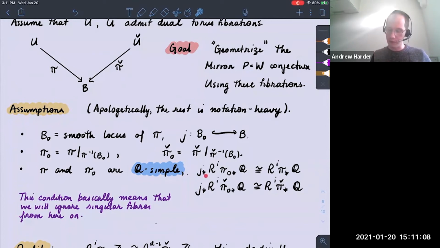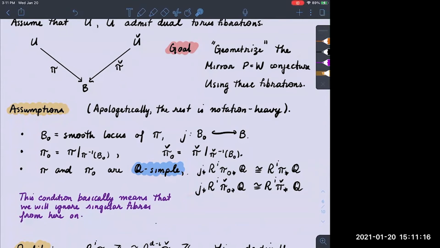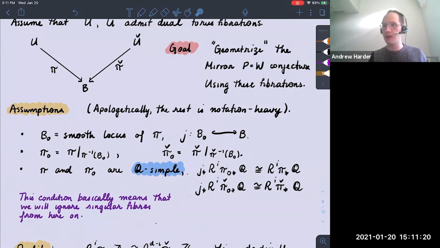Okay, so I'll make this assumption that I have these very simple types of dual torus fibrations on each side. What this will mean is that I'm going to ignore anything happening at singular fibers and just treat this as if I was dealing with torus bundles.